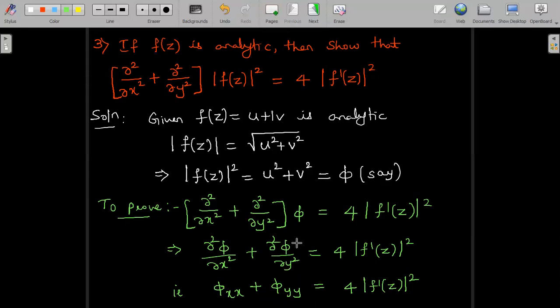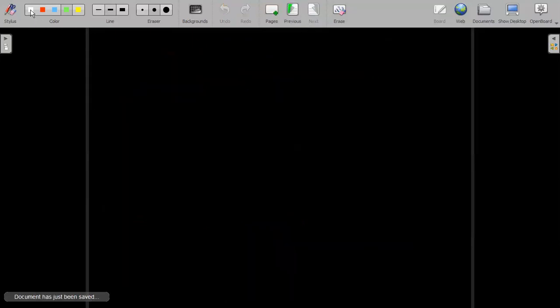So partial derivative of phi with respect to y twice, second order. Okay. So keeping this in mind, now let us consider the given expression, that is phi is equal to u square plus v square. Let us consider it and try to find out phi xx, phi yy and add it up and try to arrive at the requirement, that is 4 times of mod f dash z whole square.